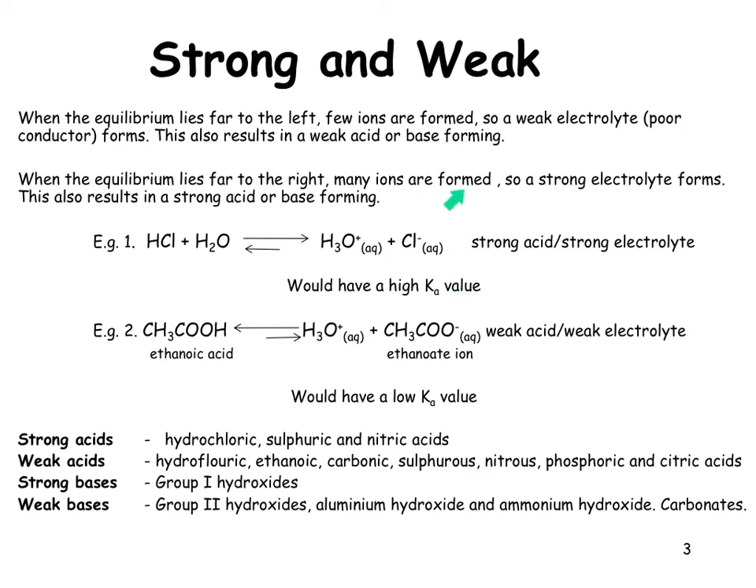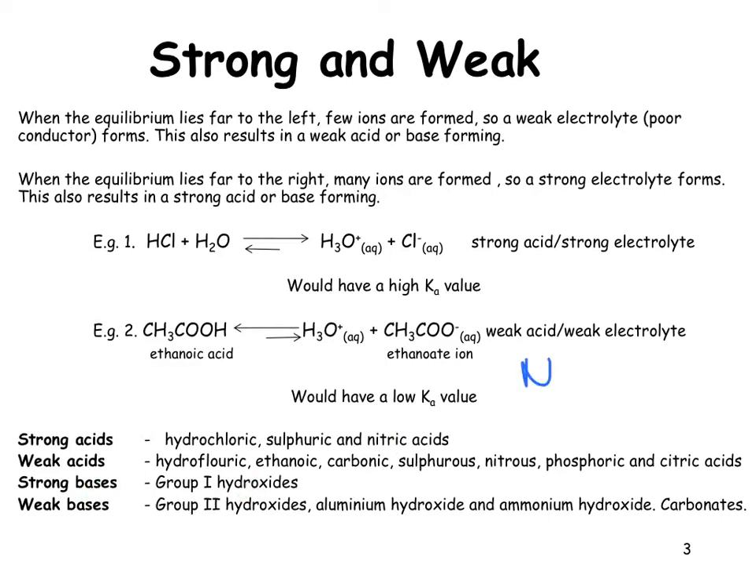It will have a high Ka value, which is the same as a high Kc value, and if you've got a weak acid or base, it will have a low Kc value or a low Ka value. You need to know what a strong acid is. Hydrochloric acid, sulfuric acid, and nitric acids are all strong. Strong bases are the group 1 hydroxides.